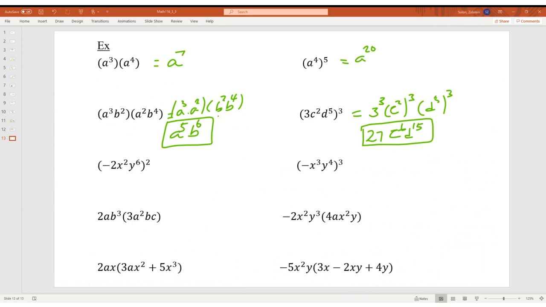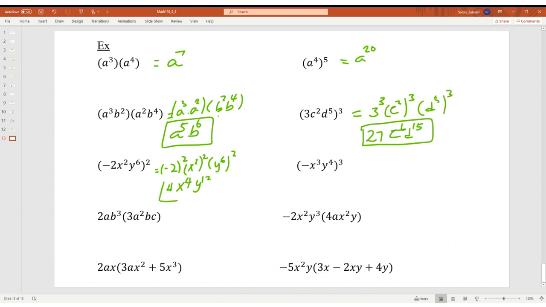So 4, excellent. Negative 2 times negative 2 is 4, x to the power of 4, because you have x to the power of 2, to the power of 2, and y to the power of 6, to the power of 2. Yeah, excellent. So here you have negative 2 squared, which is negative 2 times negative 2, which is 4, and we have x squared squared, which would be x to the power of 4. Then we have y to the power of 6 squared, which would be y to the power of 12.